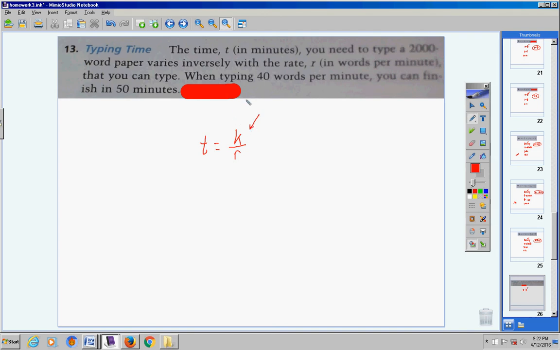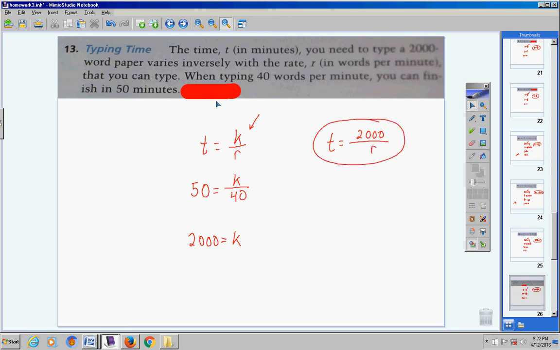So, we're typing 40 words per minute, alright? That's your rate. T is time in minutes. R is your rate, how fast you type. So, where T is, I'm going to put 50, because you're typing for 50 minutes. And rate is 40 words per minute. Now multiply both sides by 40, and we'll get 2,000 equals k. So our model would be, pick up this and put it in for k. Our model is T equals 2,000 divided by r. And there we go.